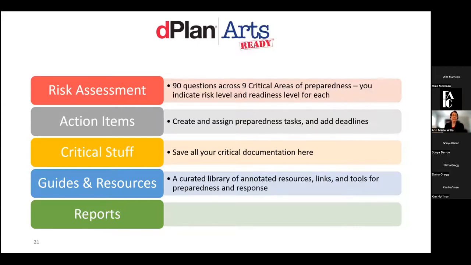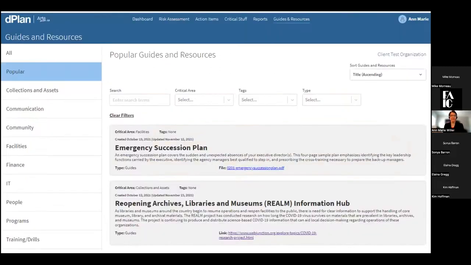The resources that we've uploaded will assist you and are organized by those 9 critical areas of preparedness. You can see those 9 critical areas here on the left. That is the organizing structure here. And you can see 2 examples. The first one is a sample emergency succession plan that you can use as a template. And the second one is a website with information about COVID and cultural heritage collections.